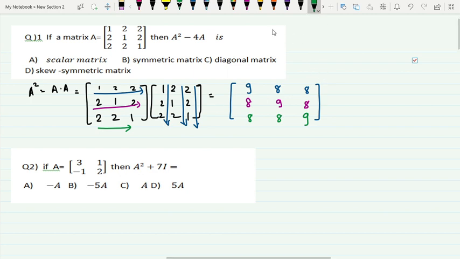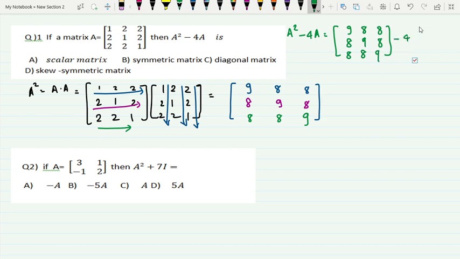Then let's find A square minus 4A. What will it be equal to? A square minus 4A is 9 8 8, 8 9 8 and 8 8 9, minus 4 into A. So minus 4 into A means 1 2 2, 2 1 2 and 2 2 1. We will multiply all the elements by 4: 4 8 8, 8 4 8.